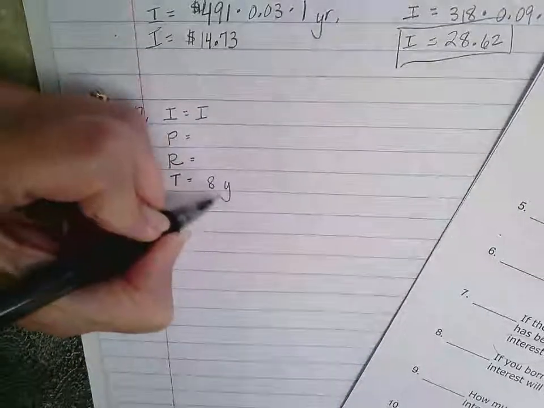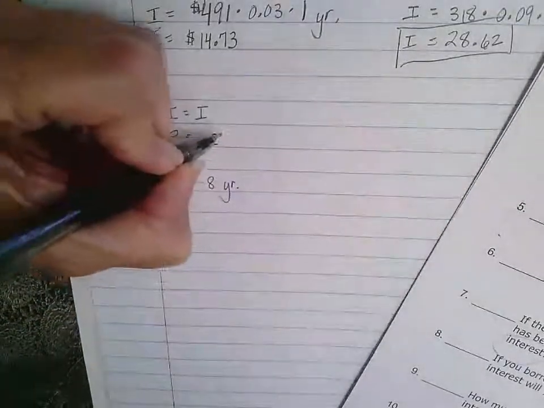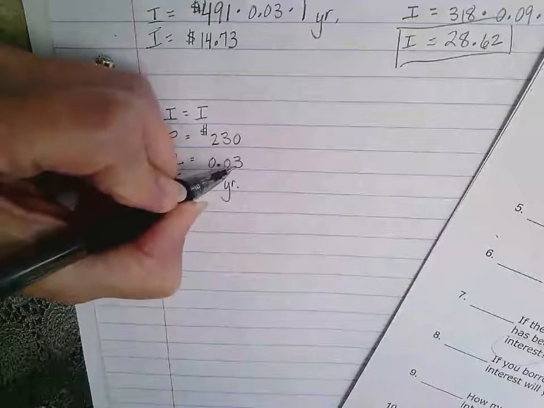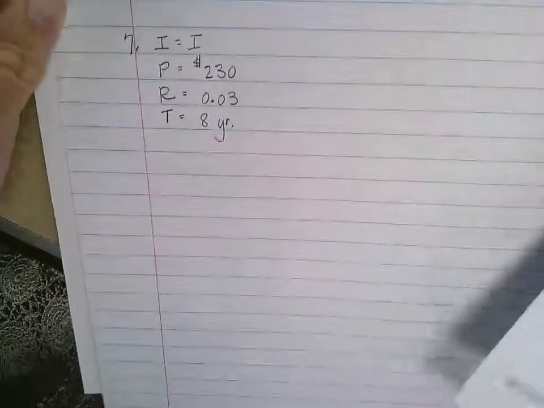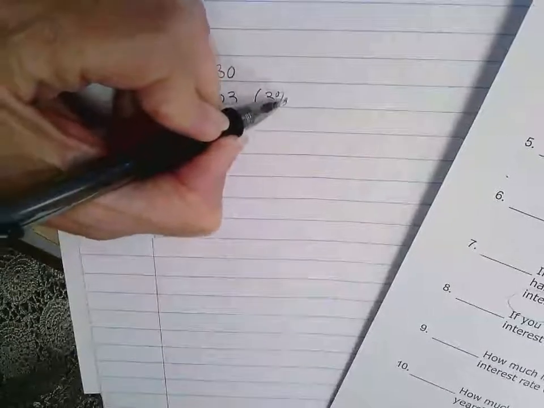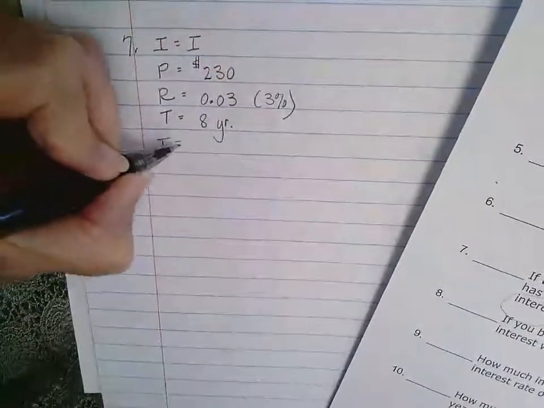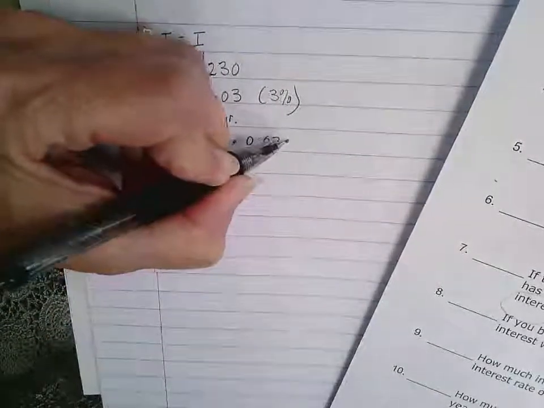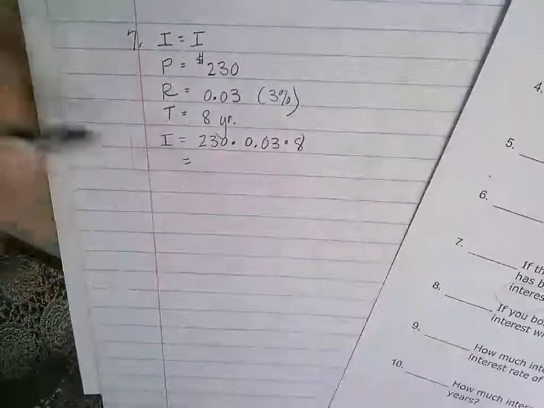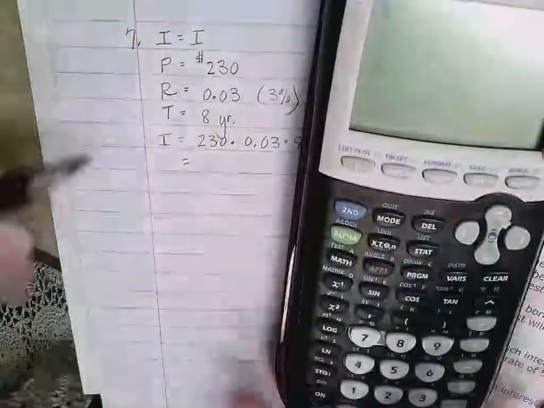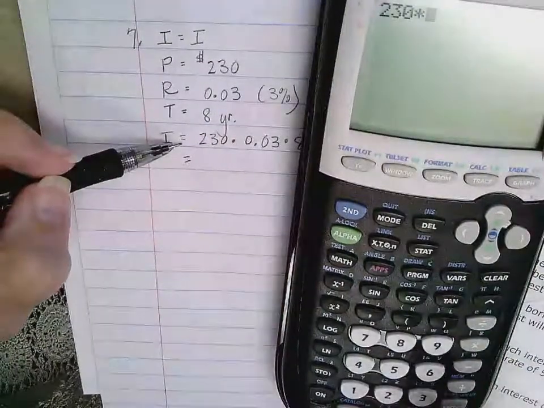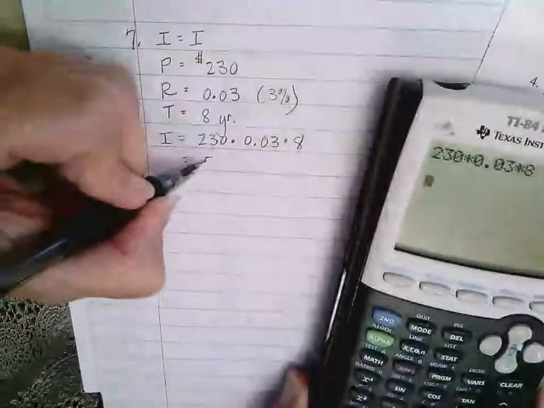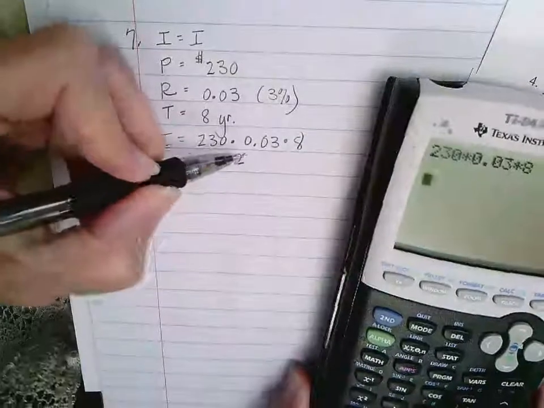So 8 years is our time, the principal was $230, and the interest rate was 0.03, which was 3%. $55.20.